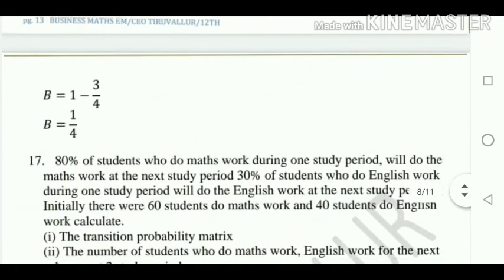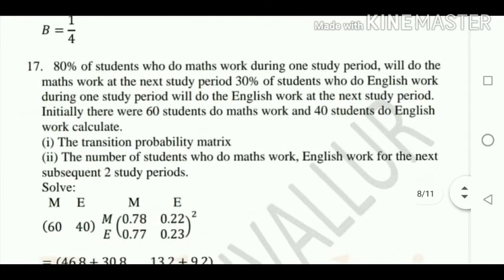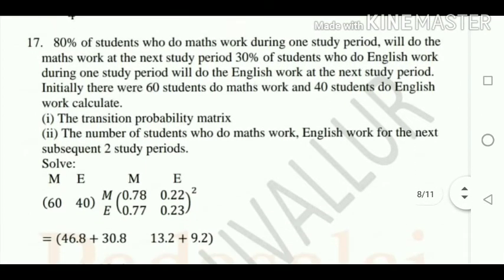Okay. So the same problem is given in another question, but here two questions are asked. One is to calculate the transition probability matrix as well as the number of students who do maths work and English work for the next two subsequent study periods. Okay, so here we apply two matrices. First we find the transition probability matrix, then again we multiply by the initial values to get the result.